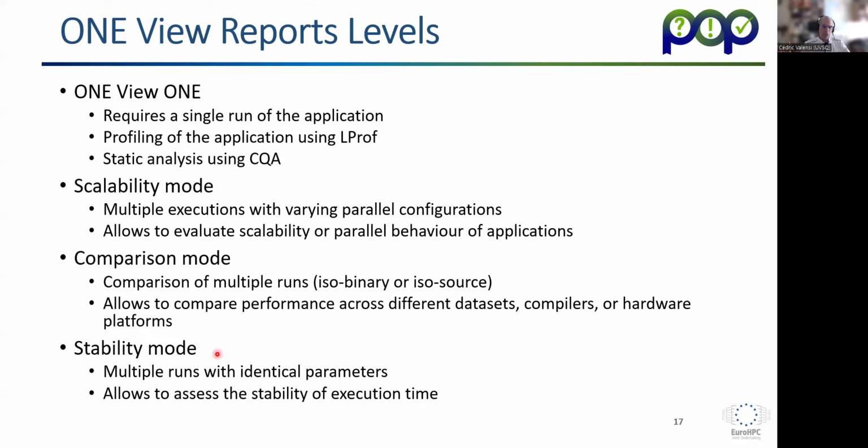Last but not least, the stability mode, which I also showed an example of yesterday. Essentially, it's a very simple mode. We are just executing the application a given number of times. By default, it's 31, but we can reduce that if the application is really long. And the idea is with completely identical parameters. The goal is to assess the stability of the execution time of the application, just to make sure, for instance, later on, if you have found an optimization that brings a 5% speed-up, that you are not simply hitting the margin of error of the execution time.